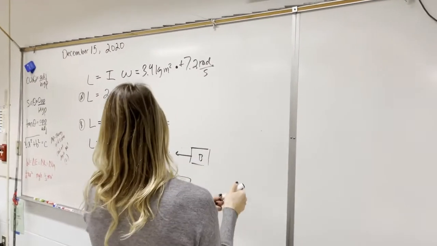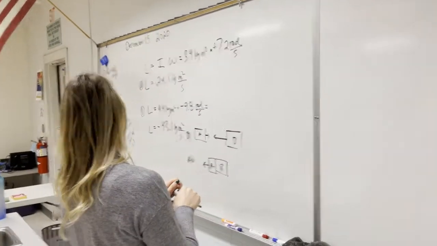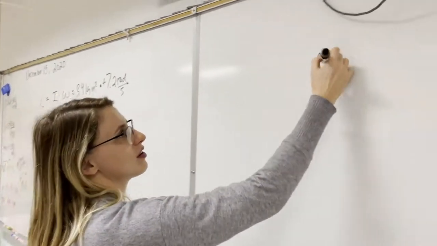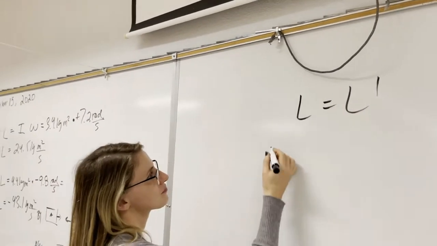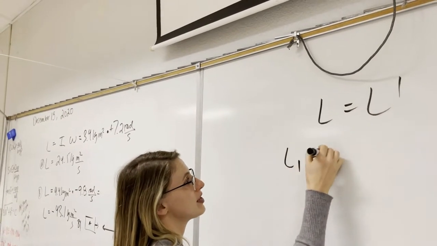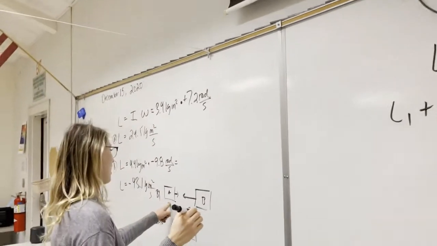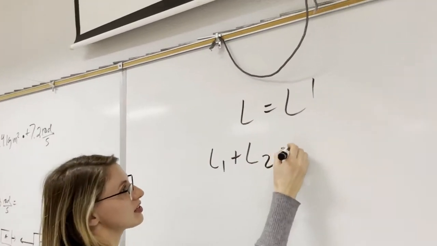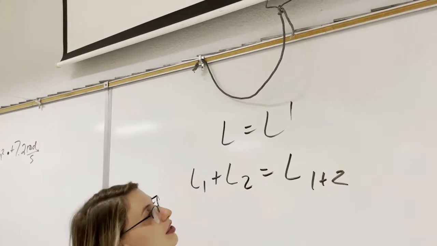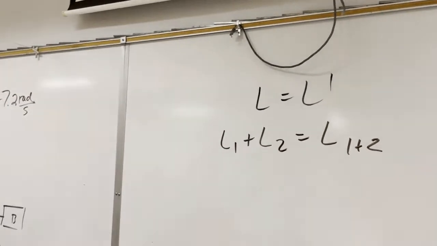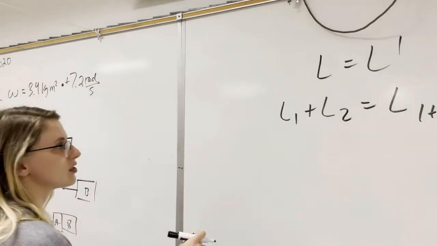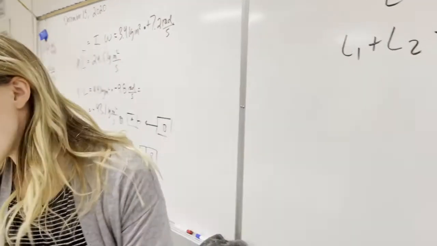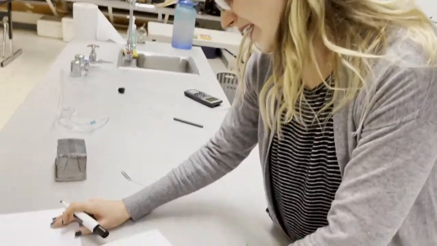Okay, so perfect. How are we going to look at this? Well, we know L before is equal to L after, and we know that L1 plus L2 is going to equal L total, the combination of both of them, because they're stuck together. And the question is asking what the angular velocity is. That's the omega, right?